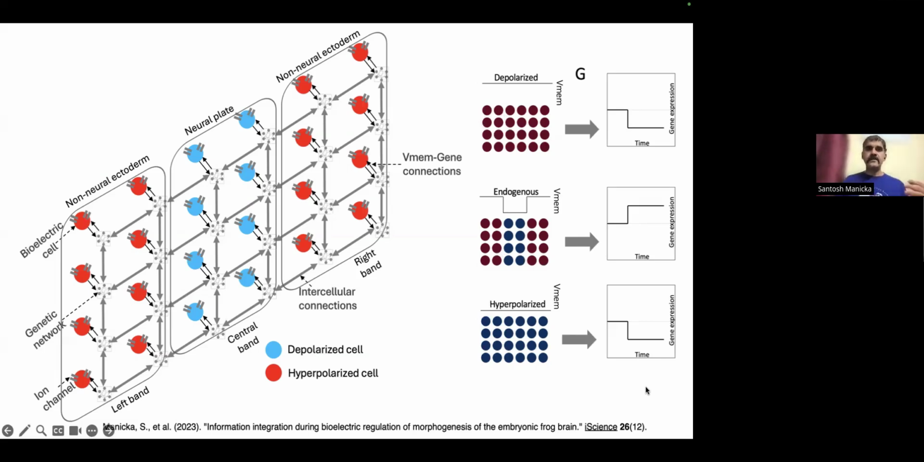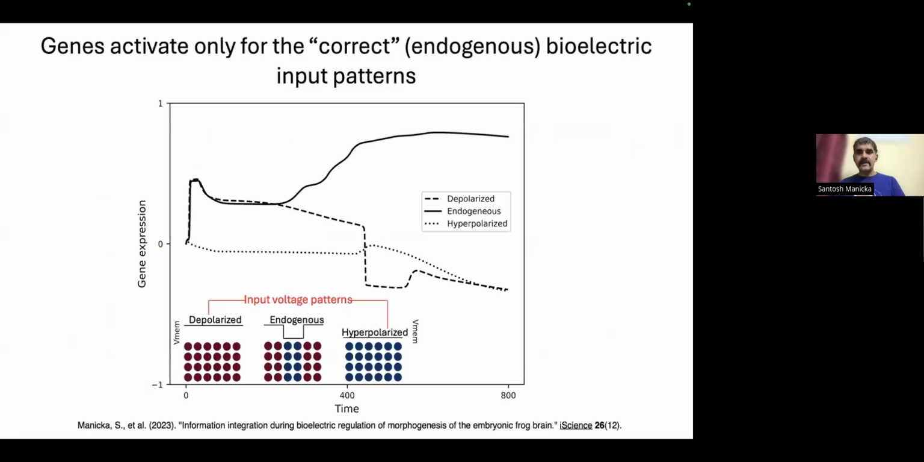So we trained the model, again, by training, I mean optimizing the parameters of the model using machine learning. And we did find a model which recapitulates this phenomenon. And that's what you're looking at here. This is a time course of the average gene expression in the model. When we show the endogenous pattern over here, then we see that after a certain point in time, the genes activate. But if you show it a depolarized or a hyperpolarized pattern, the incorrect patterns, then the genes all deactivate. So we know that this model recapitulates the phenomenon.